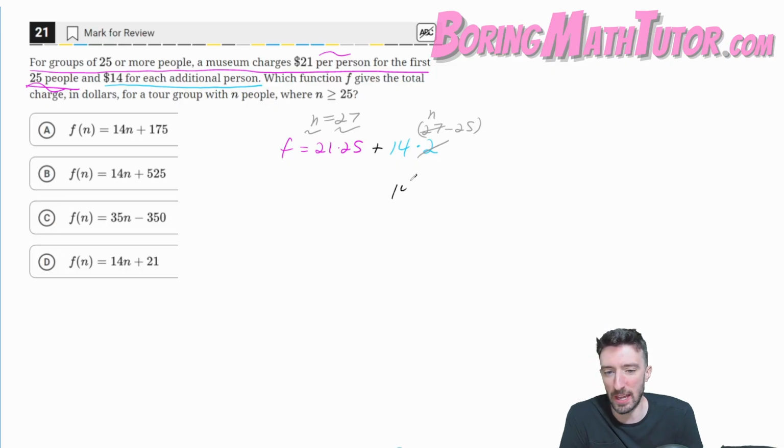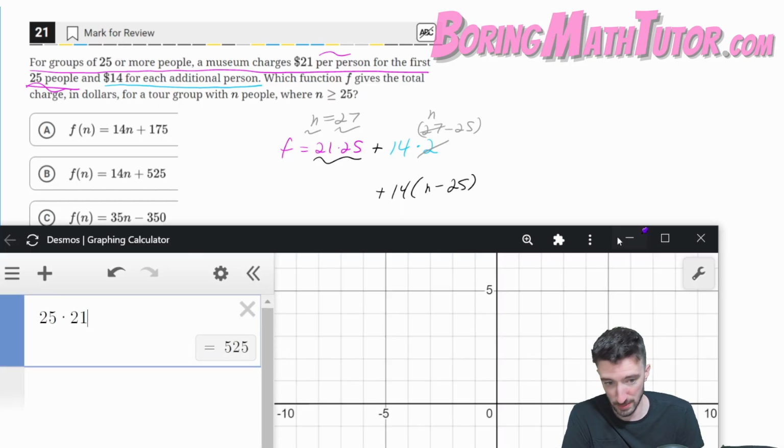And now that we've done that, we know that it's really going to be 14 times n minus 25 plus whatever 21 times 25 is, which happens to be 525.